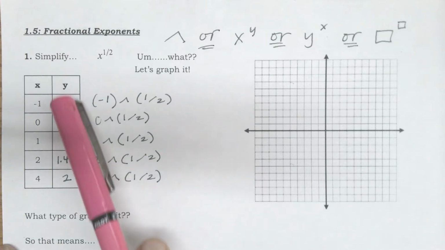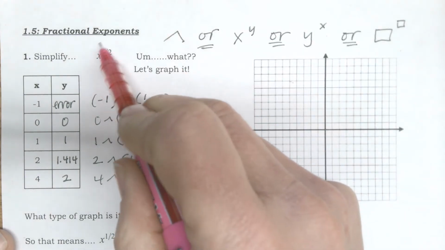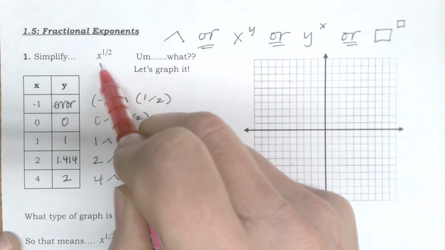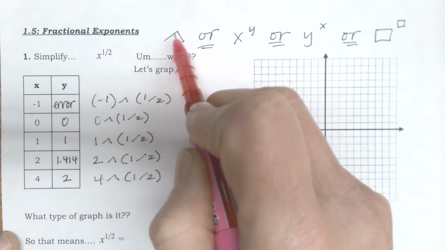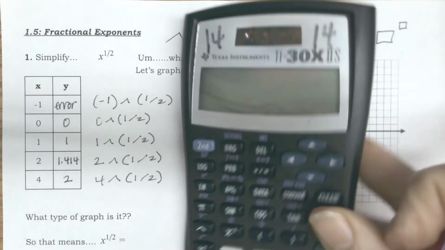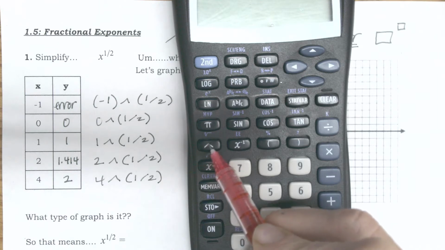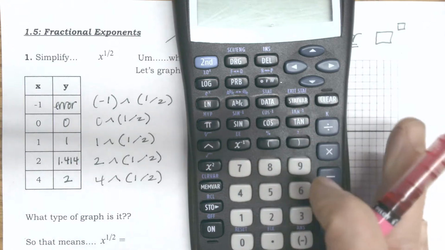I actually started filling in the table here, and to do that I had to use my calculator to evaluate what number to the 1/2 power was. So on my calculator I have a caret key. That's that little thing that looks like the top of an arrow, pointing up. That caret key allows me to plug in any power that I want to, but that's on my calculator.